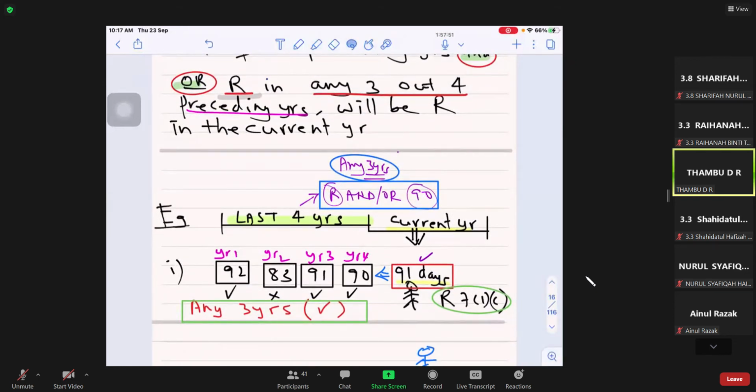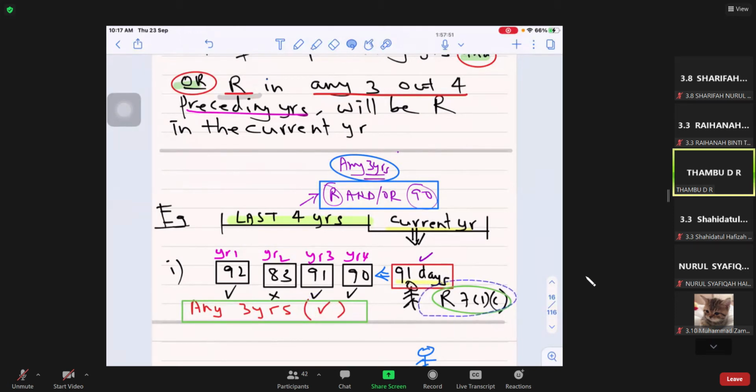Look at number one. Number one example, current year, let's say you stay 90 days. Can you be a resident? Check the last 4 years. Let's say in the last 4 years you are 90, 91, 83 cannot, 90. If you got 3 ticks, any 3 years out of the 4, if you can satisfy, you will be a resident.